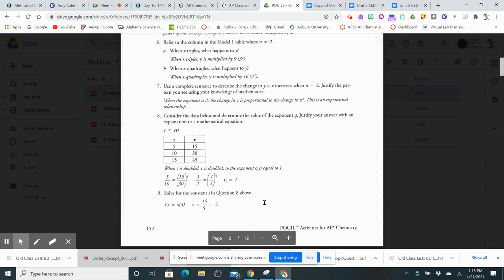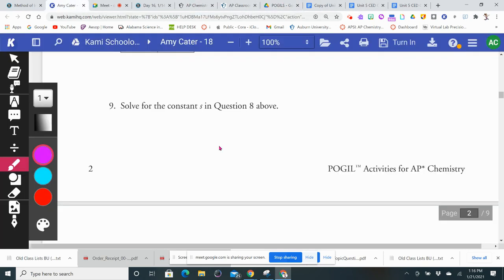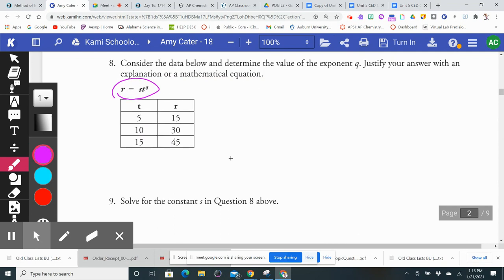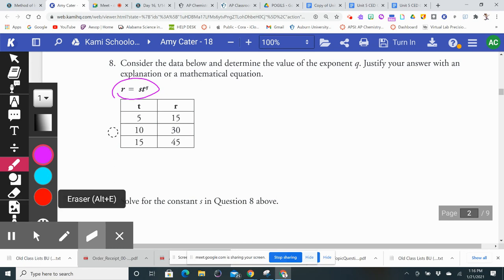So what'd you get for number 9? Are we still working on 8? Okay, give you a little hint of what you could do. Look at what happens if you take T and double it, what happens to R? And then use that to help you.